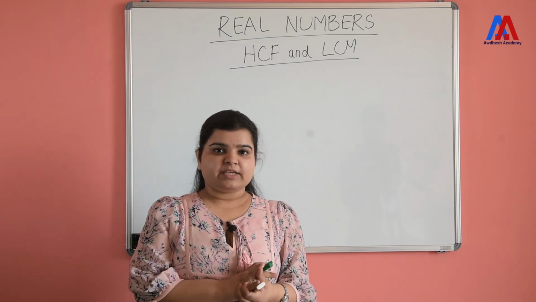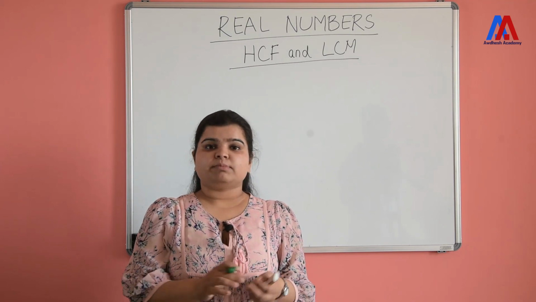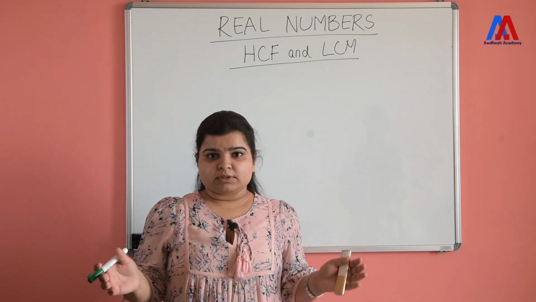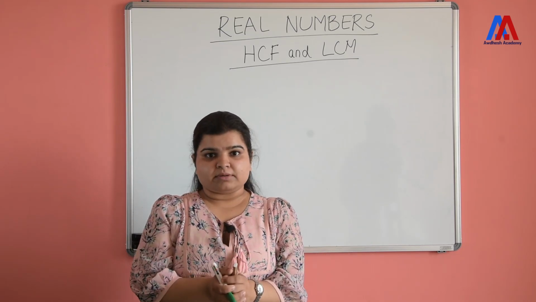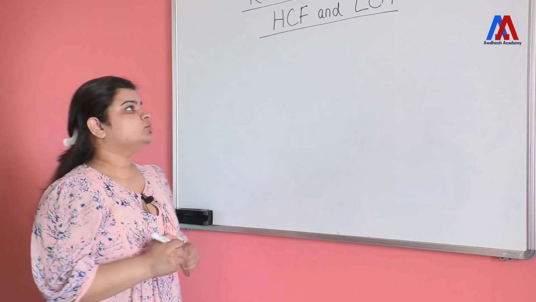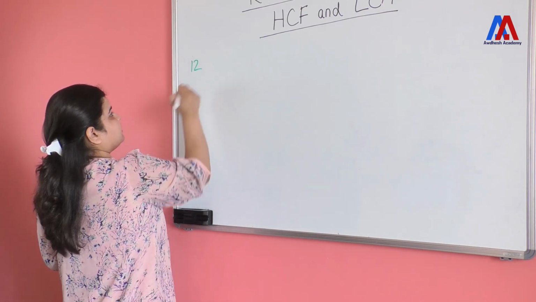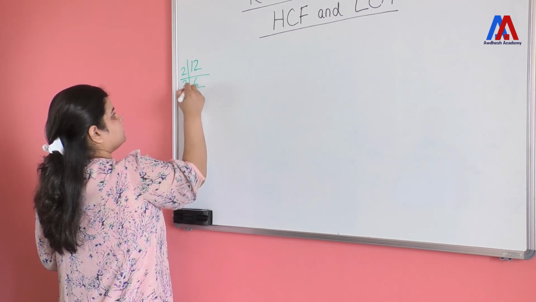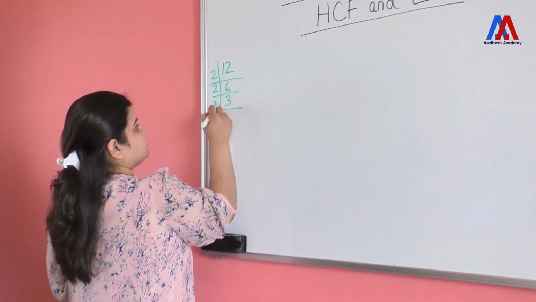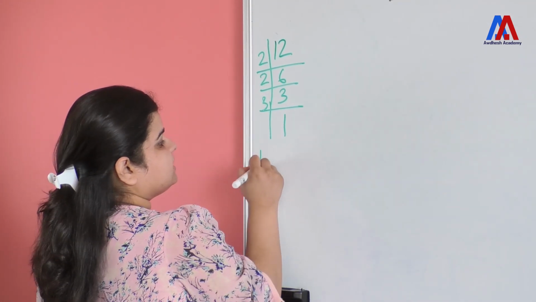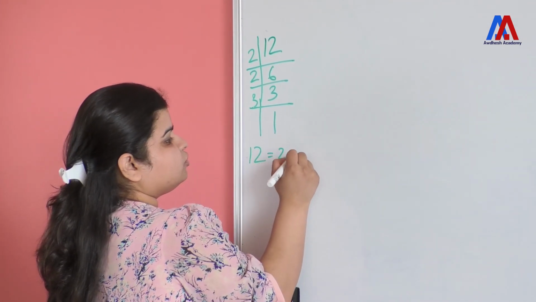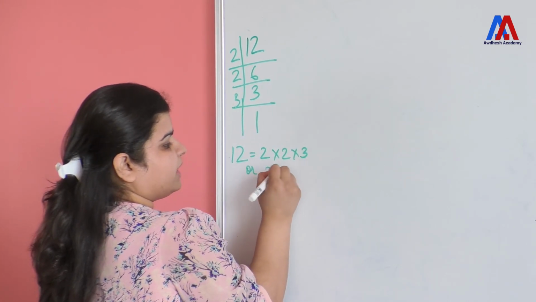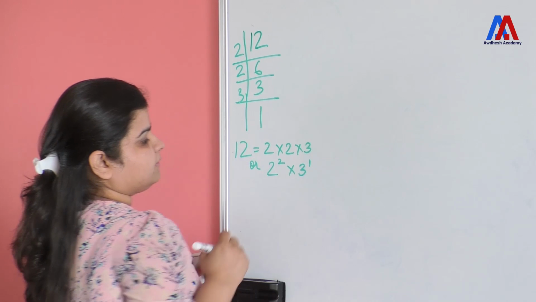The next concept is prime factorization. Prime factorization is a method where we find all the prime numbers which multiply to form a single number. For example, let's take 12. The factorization of 12 means 12 can be written as 2 into 2 into 3, or 2 squared into 3 raised to power 1.